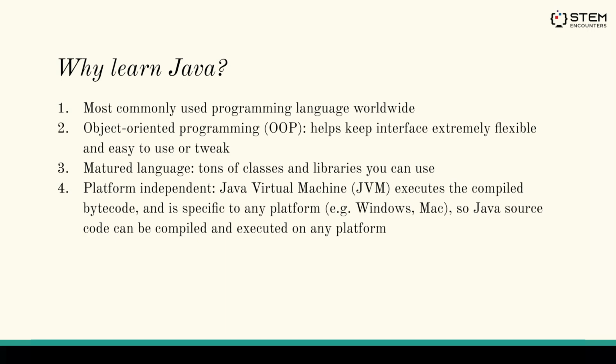And the biggest thing I think is that it's platform independent, because when you're compiling and running Java programs, the way it works is you first compile into bytecode, and then the JVM, the Java Virtual Machine, executes that compiled bytecode into what the program would do. The JVM is dependent on each platform, like Windows, Mac, Linux, so it's unique to that platform. So the Java source code can be compiled anywhere because the JVM is so, quote unquote, universal.